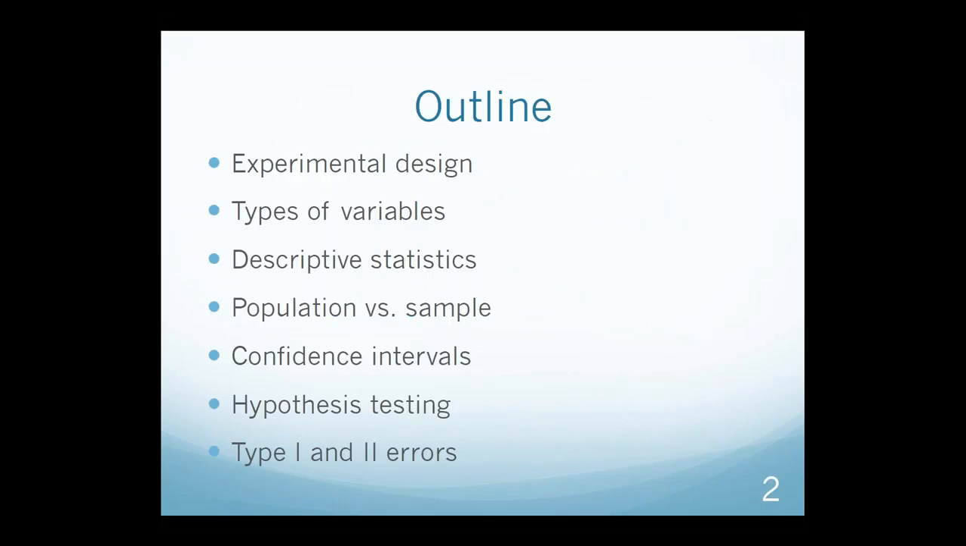So first, I would talk about experimental design we use frequently. And then I will talk about types of variables in clinical setting. And then I will show some descriptive statistics we use in our projects, in our research. And then we will discuss the difference between population versus sample. And then we'll talk about confidence intervals and hypothesis testing. And finally, we will end the talk with type 1 and type 2 errors.